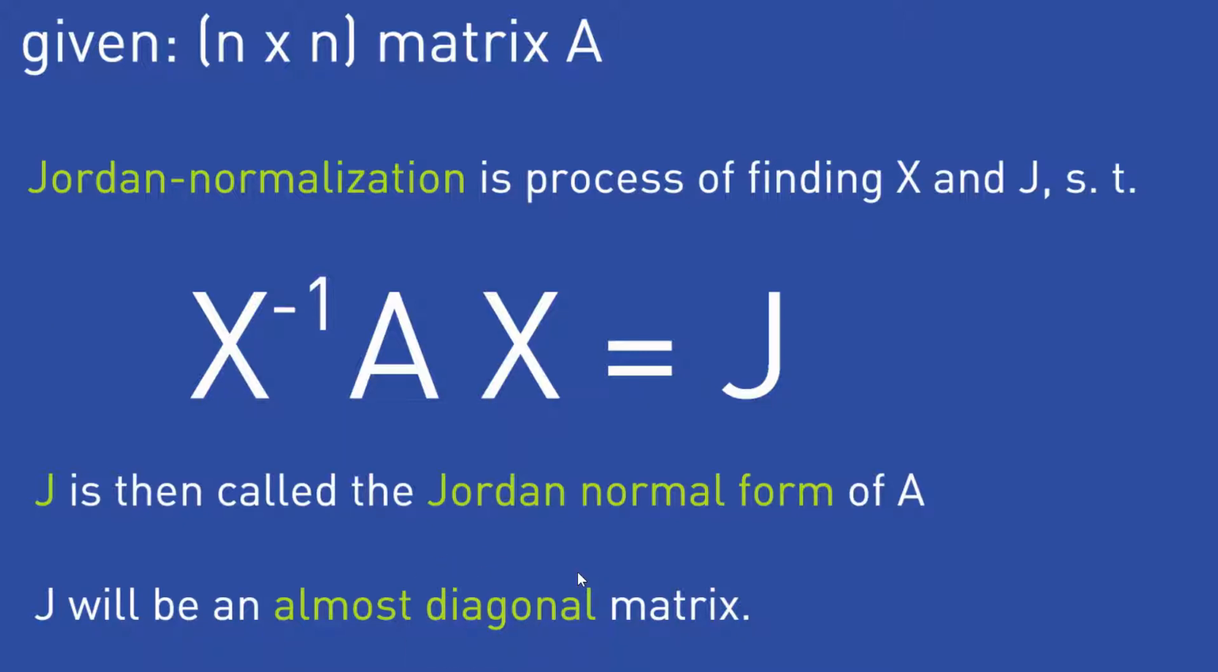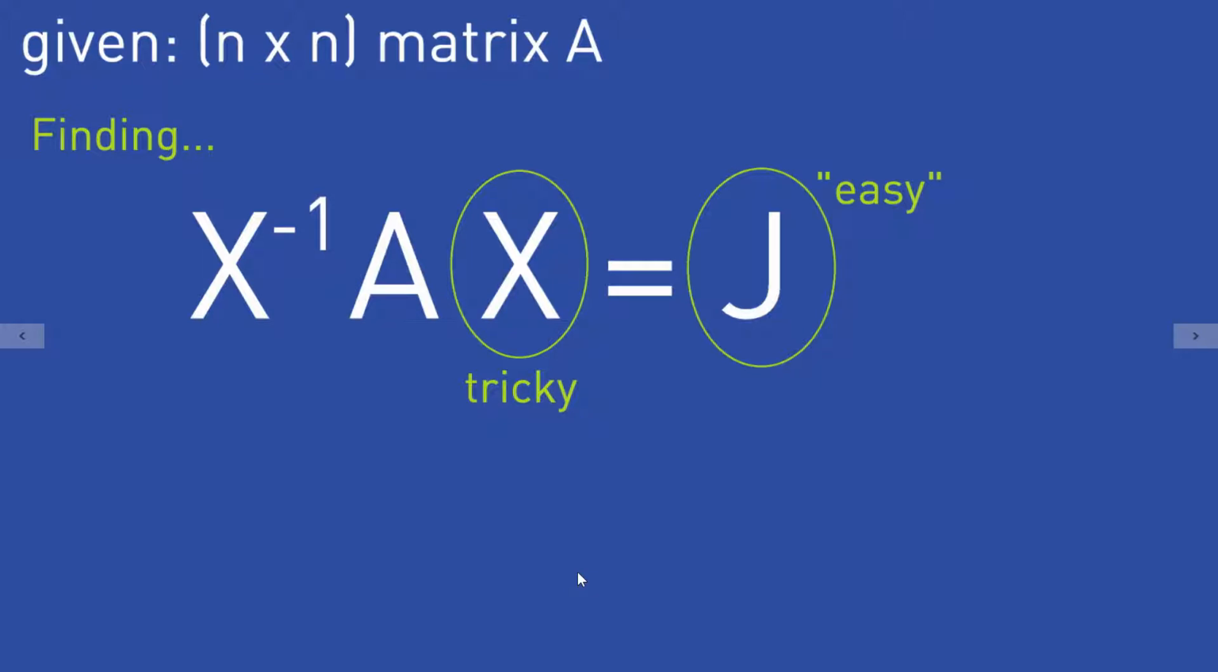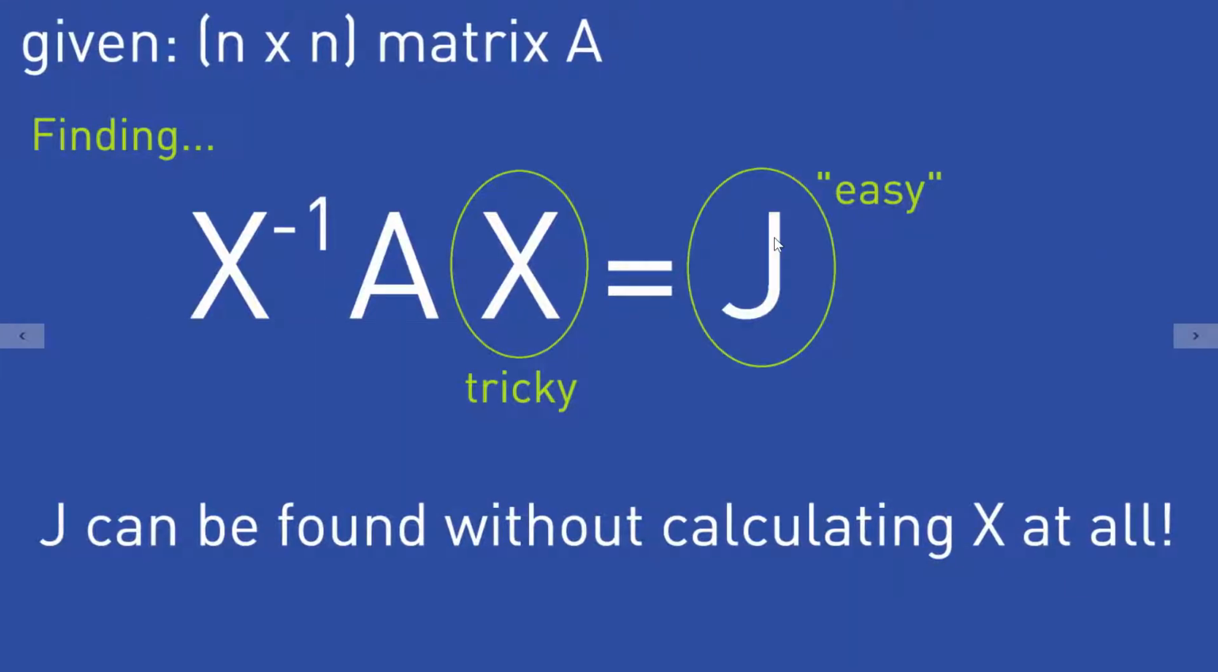This video is not about finding the matrix X. This can be a little bit tricky sometimes. It's about finding the Jordan normal form J of the matrix A. In most cases, especially for smaller matrices A, it's pretty easy to write down this matrix J. And the best thing is, you don't even have to calculate the transformation matrix X at all.